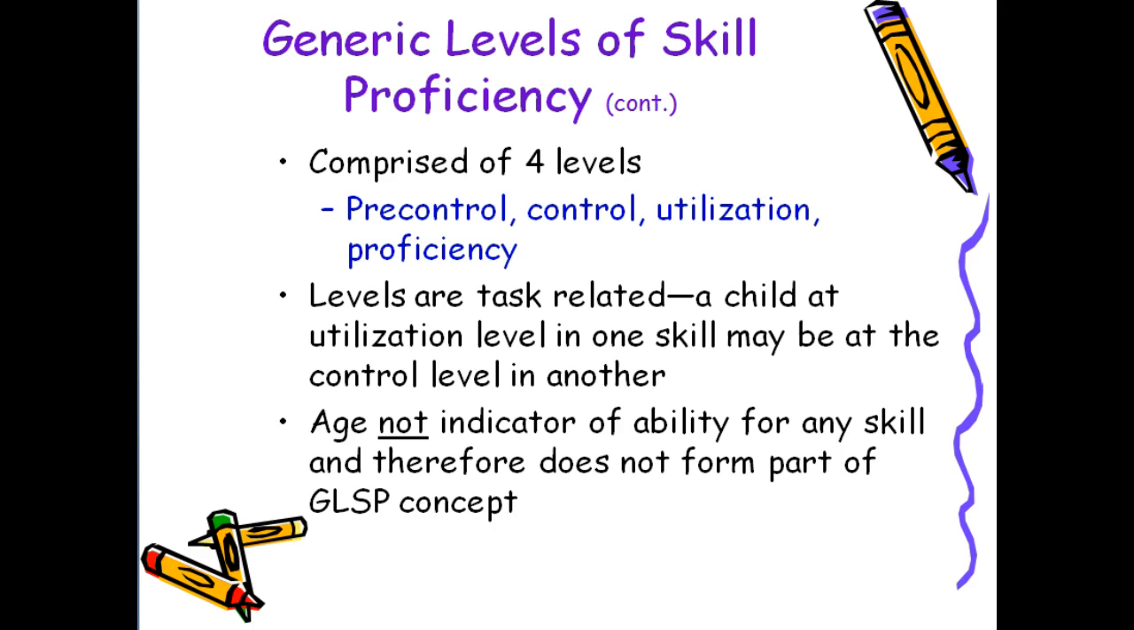The levels of skill proficiency are task related. In other words, a child at the utilization level in one skill may be at the control level in another. They might be very good at kicking in soccer, but not so good at throwing and catching. Age is not an indicator of the ability for any skill level, and therefore it does not form a part of the GLSP concept.